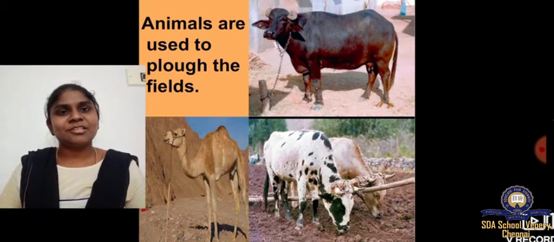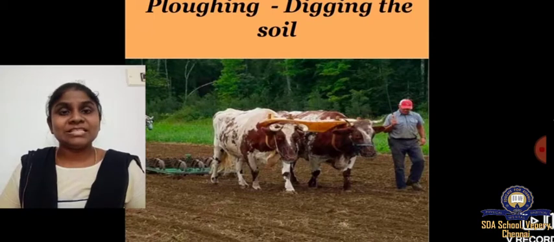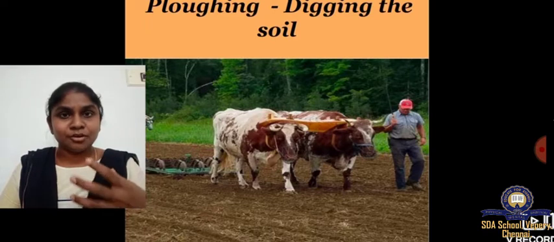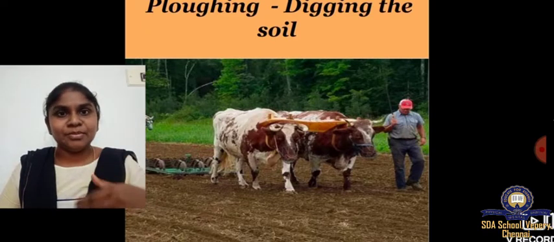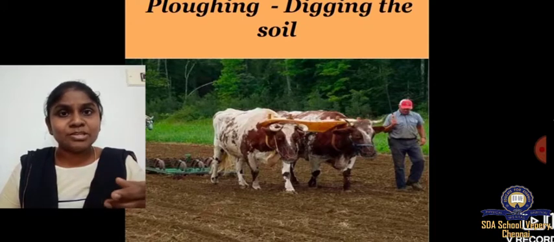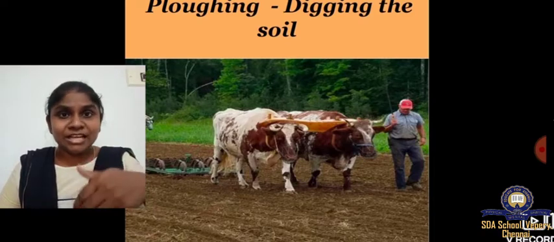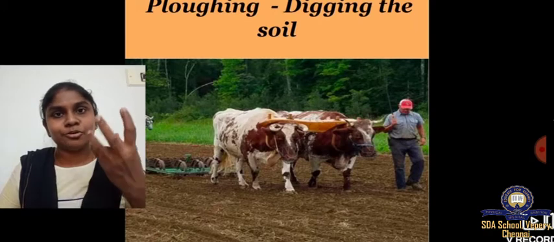Next, look at this picture. Here a bullock, buffalo, and camel, all these animals are used to plow the fields. What do you mean by plow? Plowing means digging the soil. Why do we need to dig the soil? To improve the fertility of the soil, they dig the soil before they plant the seeds. Then they sow the seeds. Sow means planting the seeds. Before sowing the seeds, they will dig the soil, then only the crop will grow nicely.